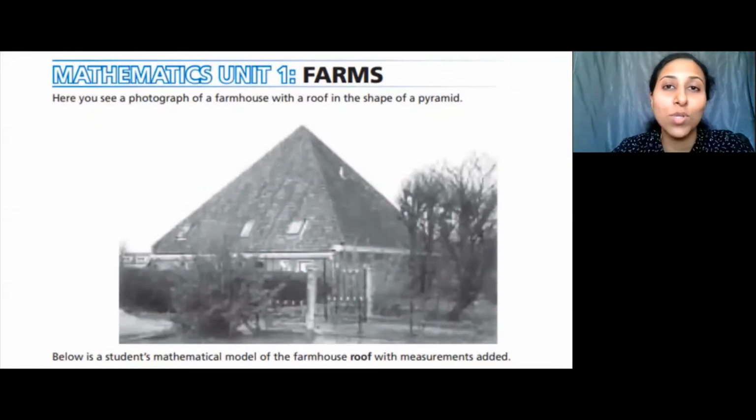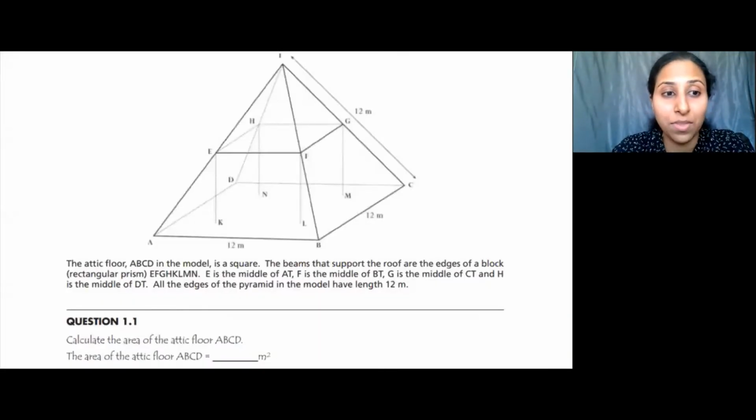This is another question which was asked in the 2009 exam, where you have a photograph of a farmhouse with a particular roof, which is in the shape of a pyramid. The actual picture was followed with a mathematical model of the same, where you had representations in the form of geometrical figures for the beams that support the roof, the actual roof, and the edges of the pyramid. There was a question which was asked following this. It's descriptive in nature, where you had to calculate the area of the floor based on the given information, and a few other questions too.